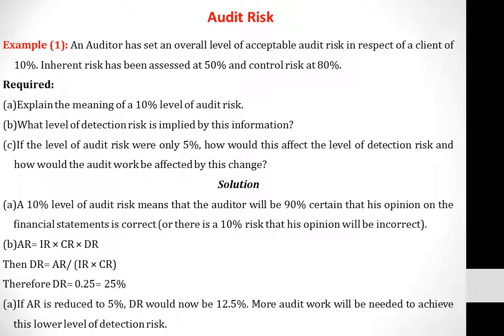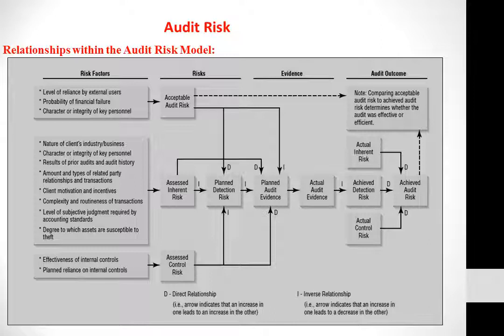Continuing with requirement C, this means that if we need to reduce the detection risk level, if we need to reduce the probability of audit failure, we need to make more effort as an auditor to accumulate more evidence, to do more tests and procedures.